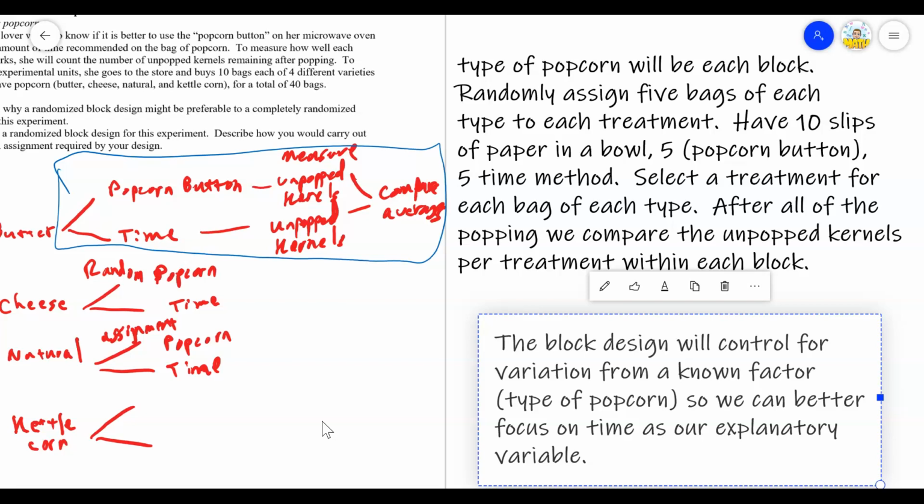So we want to explain clearly that we're going to do a comparison within each block, but then we could also follow that up and compare. Looks like overall butter had less unpopped kernels than cheese anyway. We could do those comparisons as well. It opens us up to see, in general, on average, regardless of the method, kettle corn had the least amount of unpopped kernels. Certain conclusions like that could be made. But that's the essence of the block design, and the purpose of it is to reduce variation from a variable that we know could affect our response variable.